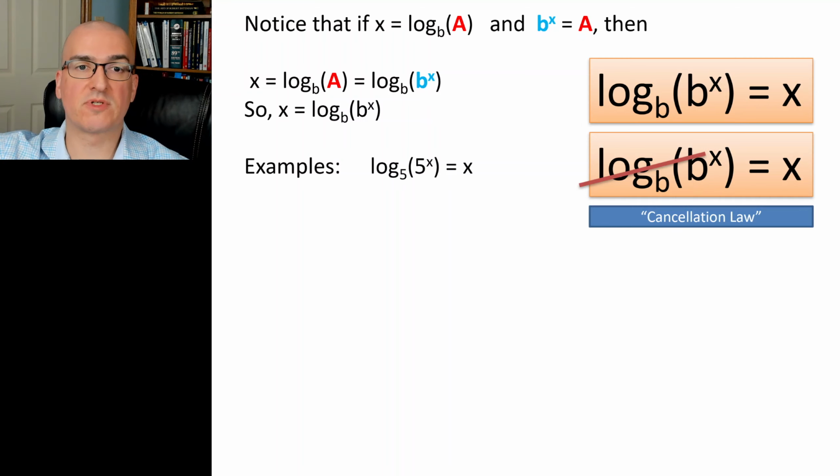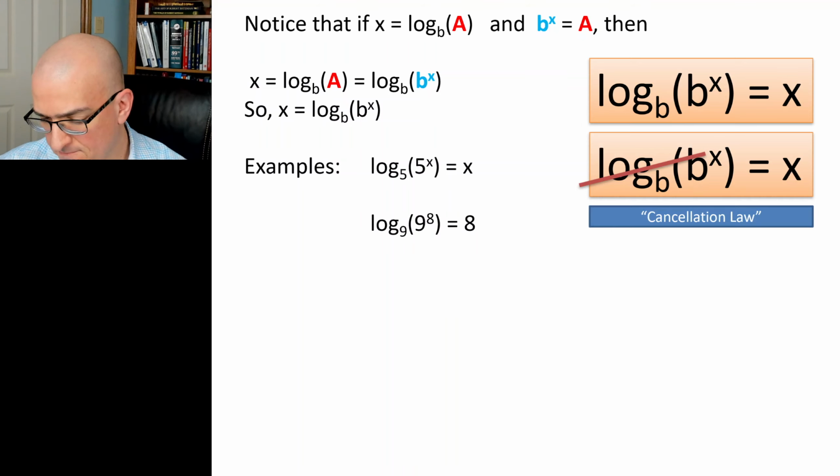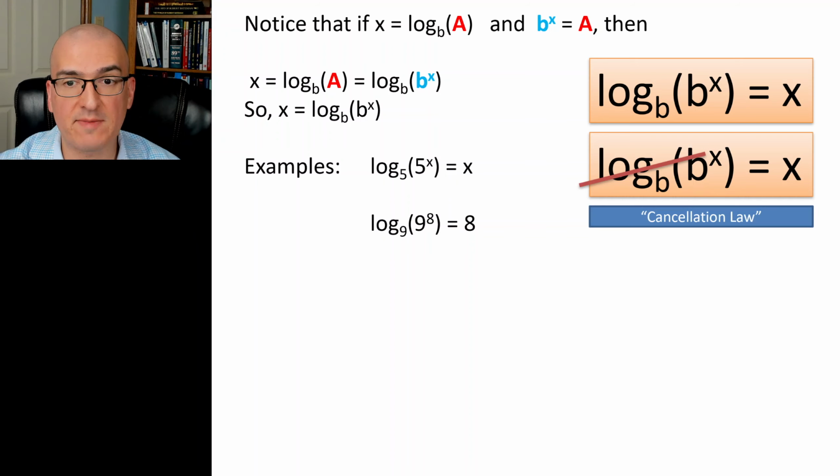It's just the opposite operation. So it's going to undo whatever was done to 5. Log base 9 of 9 to the 8 gives you 8 back.